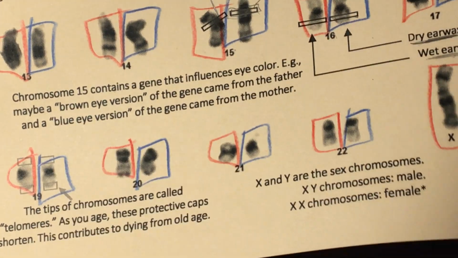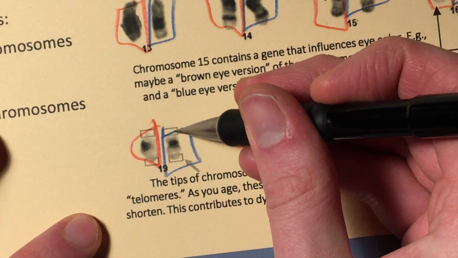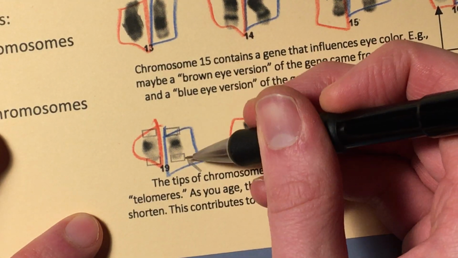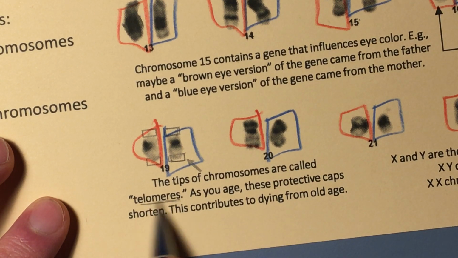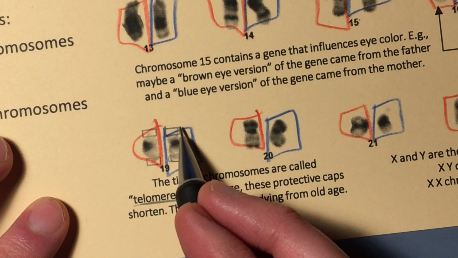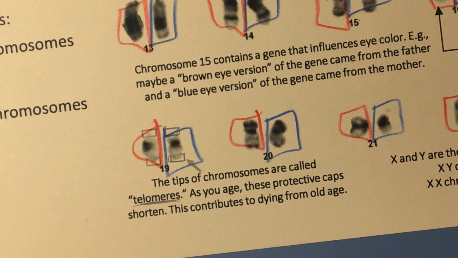So on the tips of your chromosomes right here, there are these things called telomeres. You need to know that, okay? Telomeres are on the ends of these chromosomes. They're kind of like caps, okay? They actually protect your genes, and they protect the way that your DNA is being read.